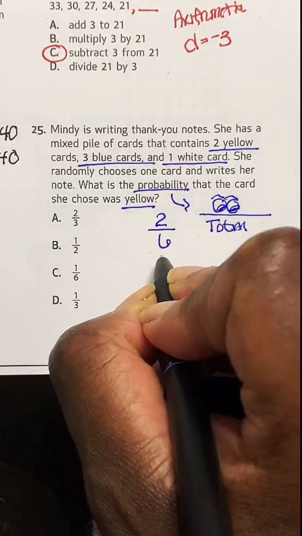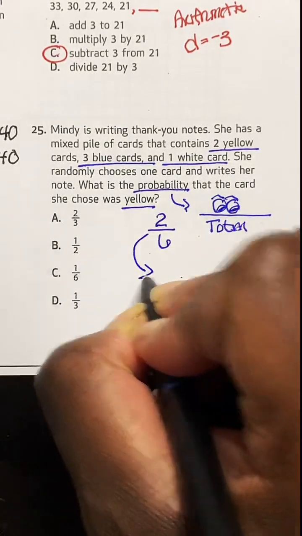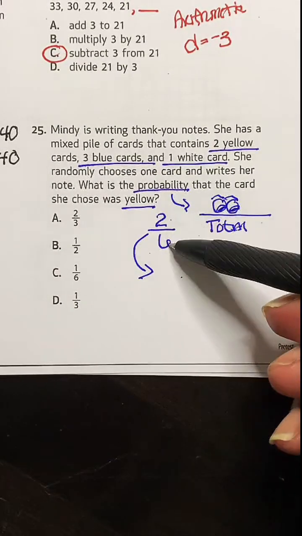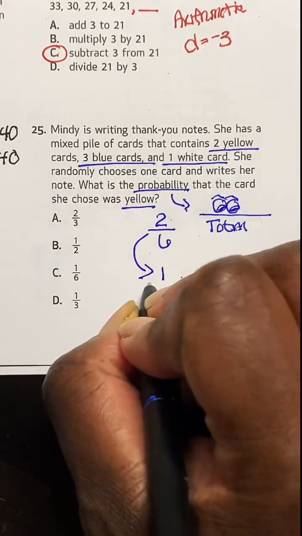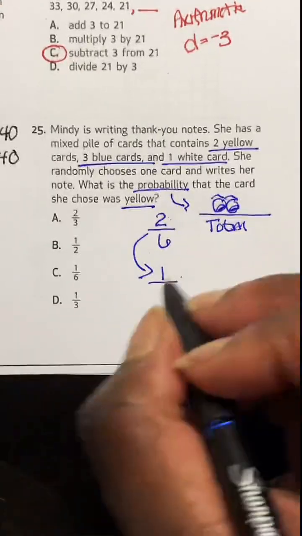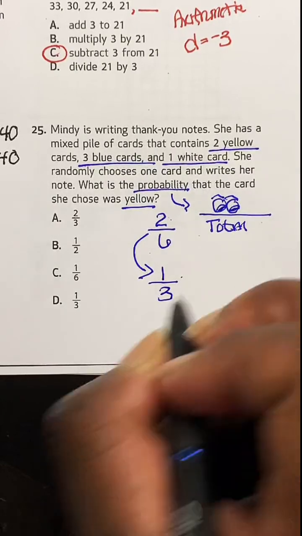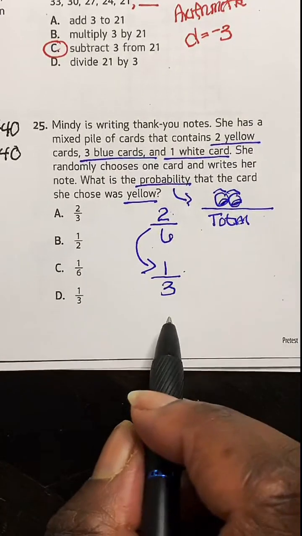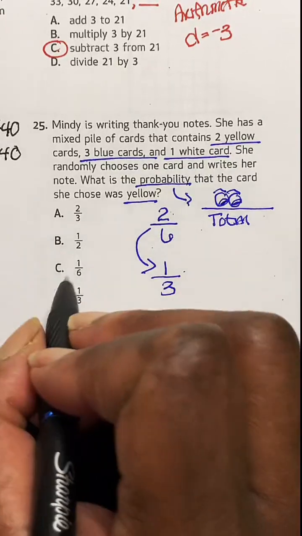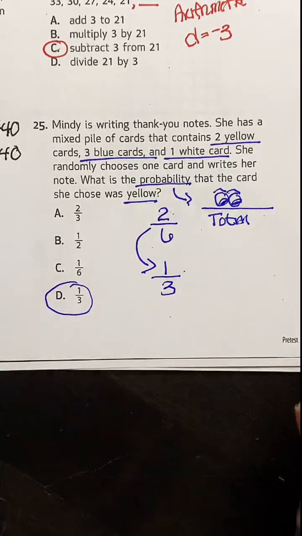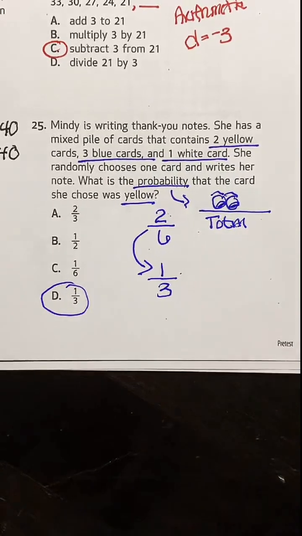So 2 out of 6. But 2 out of 6 can be reduced. Both of them have 2 in common, so 2 divided by 2 will give me 1, and 6 divided by 2 will give me 3. So the probability of her picking a yellow card that she wants to write her thank you note on is D, 1/3.